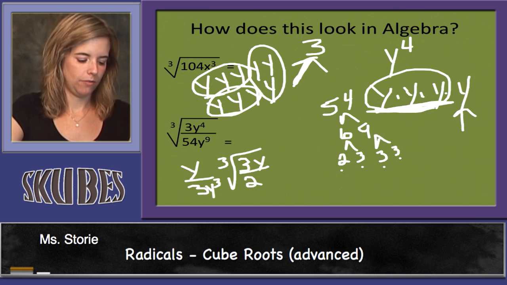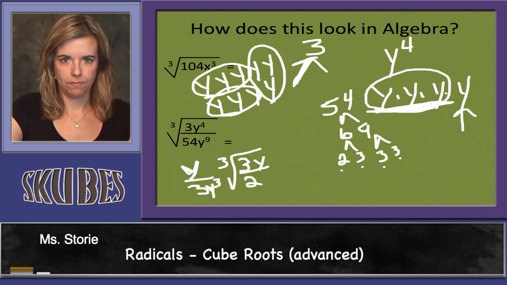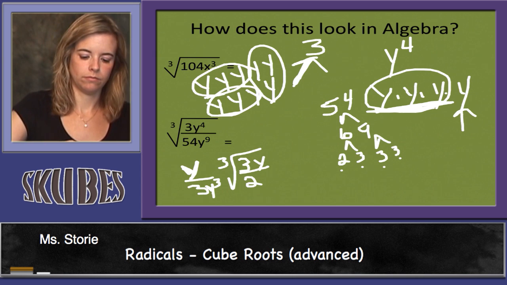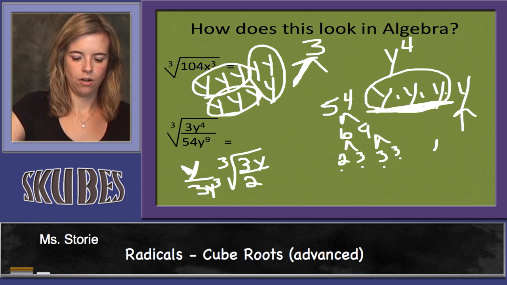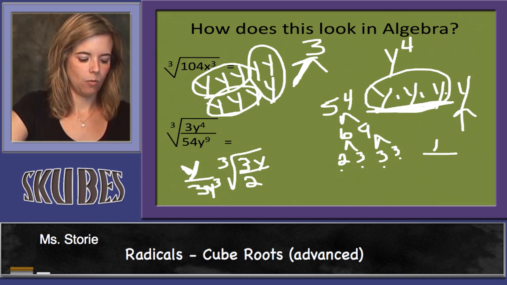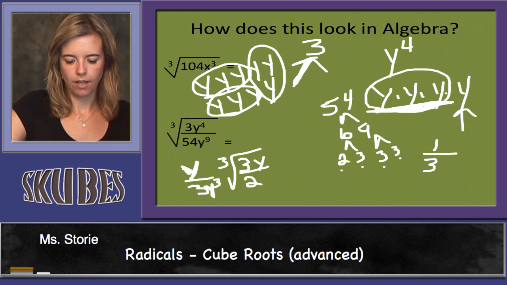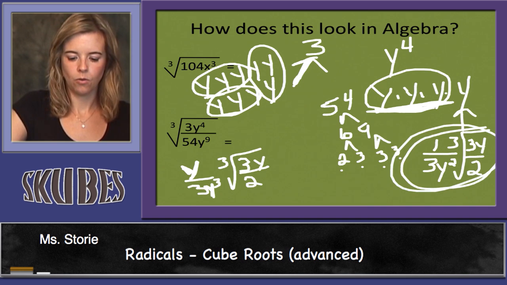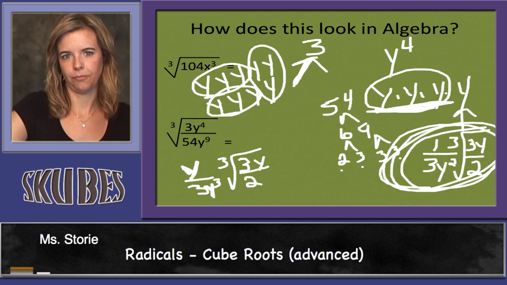This could be your final answer, but if you do notice, you've got a y up top and a y underneath, so you can reduce them. If you take a y out, y divided by y, you've got 1. So you've got 1 over, and then if I take a y out of y cubed, I have y squared, and then you have the rest. Cube root 3y over 2. So this would be your fully simplified final answer.